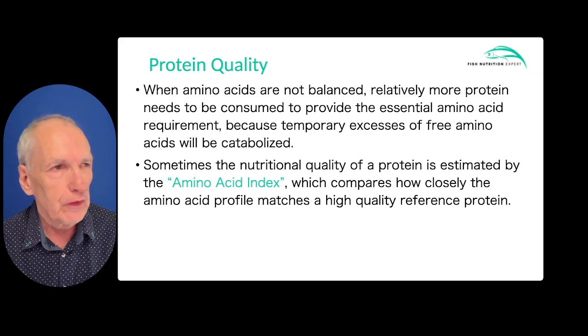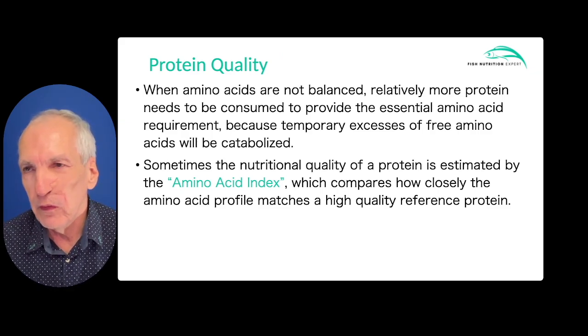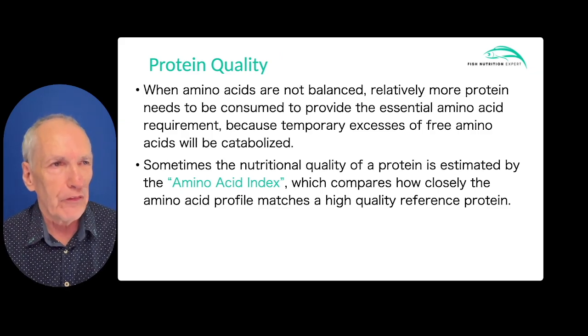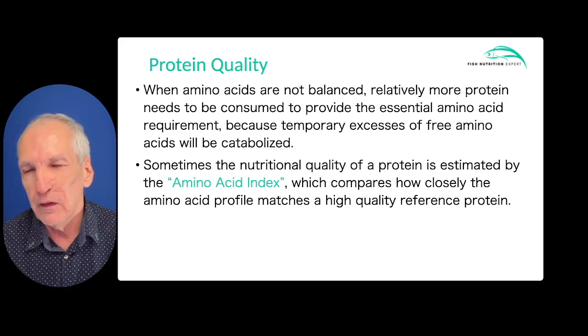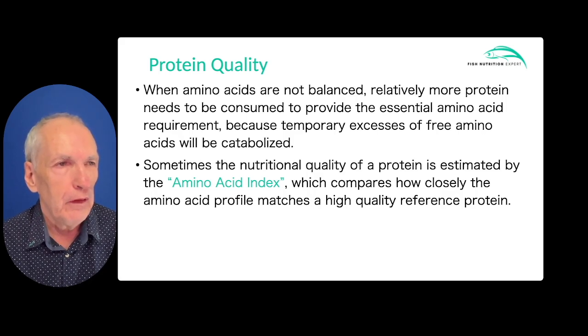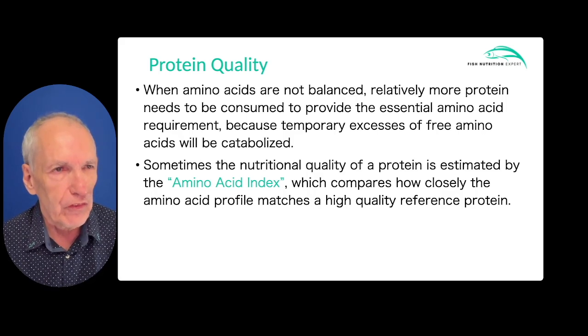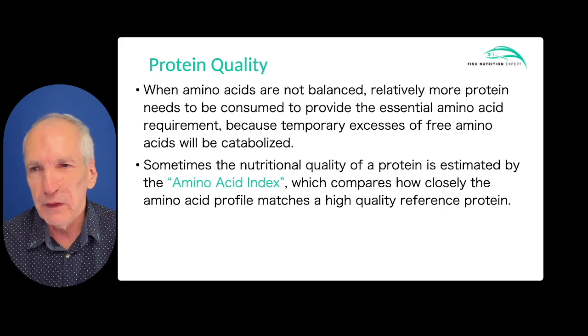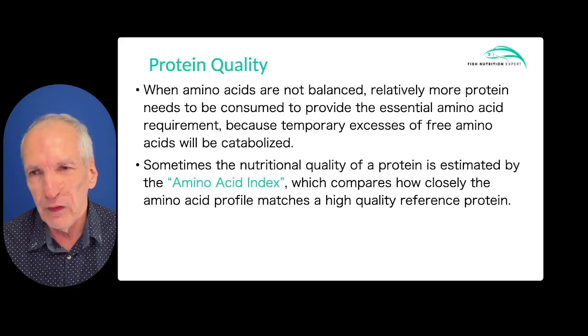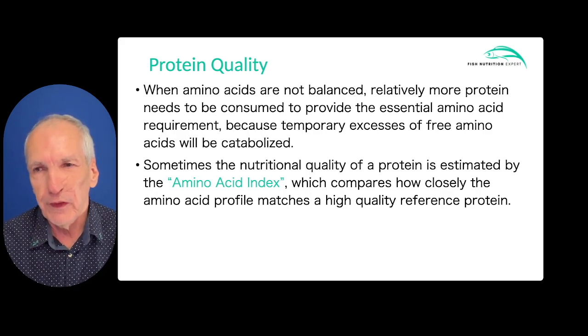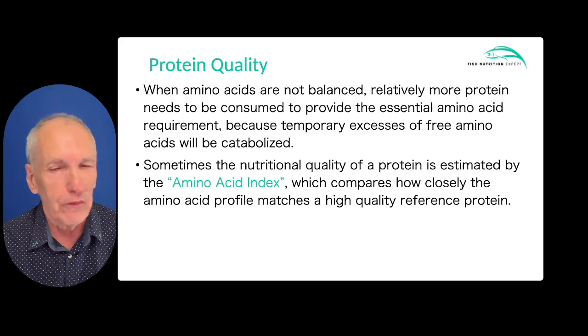So I mentioned earlier protein quality. When amino acids are not balanced, relatively more protein needs to be consumed to provide the essential amino acid requirement, because temporary excesses of free amino acids will be catabolized. And I've talked about this in another video where we're looking at what we would call an essential amino acid.